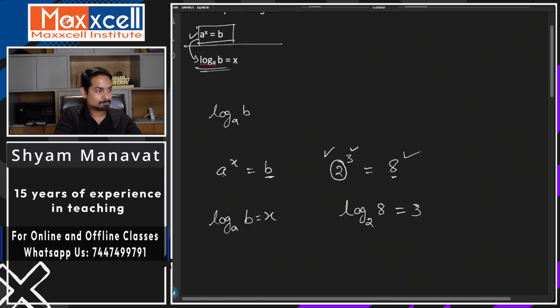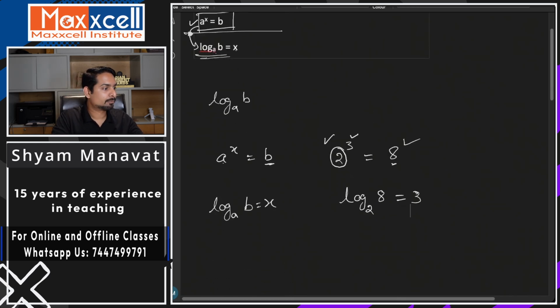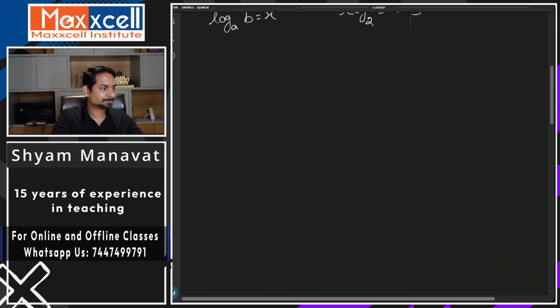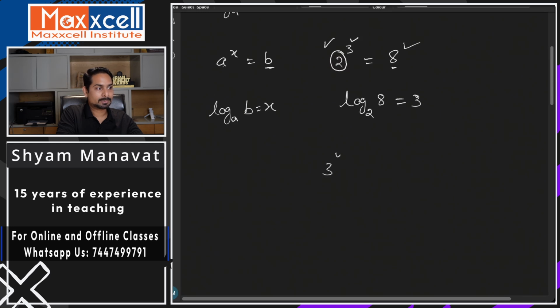Did you understand? Let's try one more time. 3 raised to 4 is 81. 3 to the power 4 is 81, right? Now if you want to write this in terms of log, how do we write it? Log of the outcome after simplification of the power, that is 81, and this base will come as it is, equal to 4.